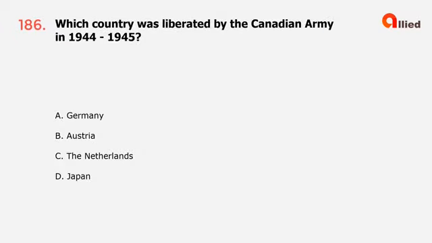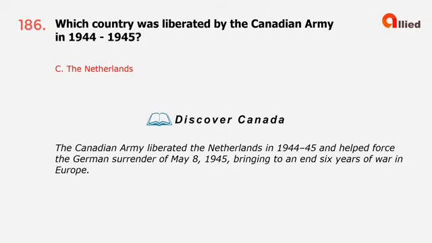Question 186. Which country was liberated by the Canadian Army in 1944 to 1945? A. Germany. B. Austria. C. The Netherlands. D. Japan. The answer is C. The Netherlands.